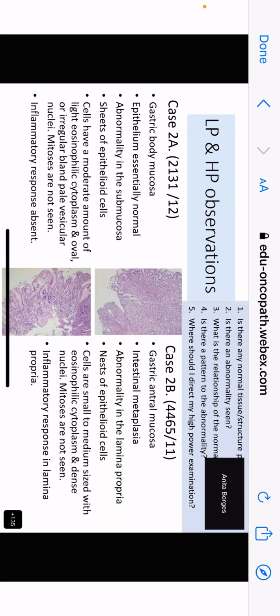There was an inflammatory response that was present in the lamina propria, and there is no inflammatory response.